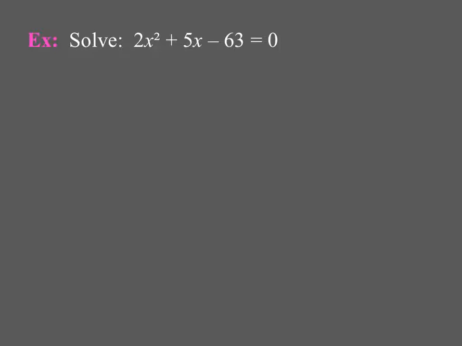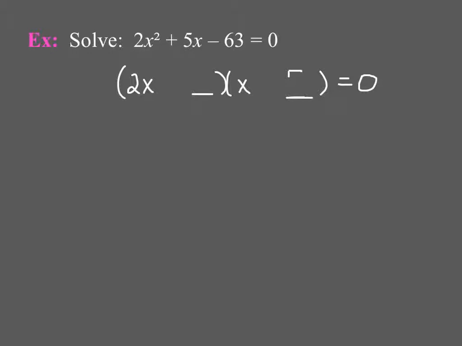This example already equals 0, so we're ready to factor. And this time a isn't 1, so we know it's going to open with 2x and x. So then we're searching for two numbers that can multiply to get -63. But then when you do outer and inner, would add to +5.